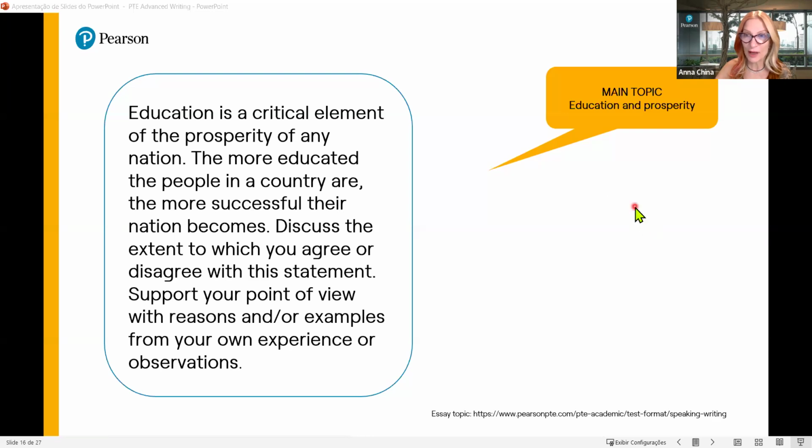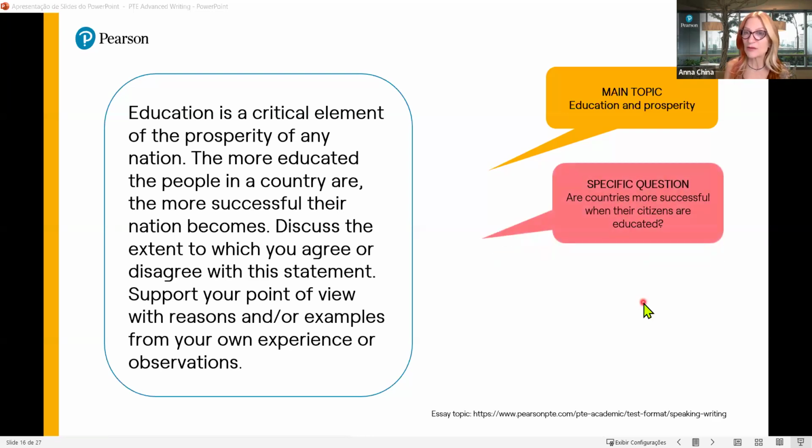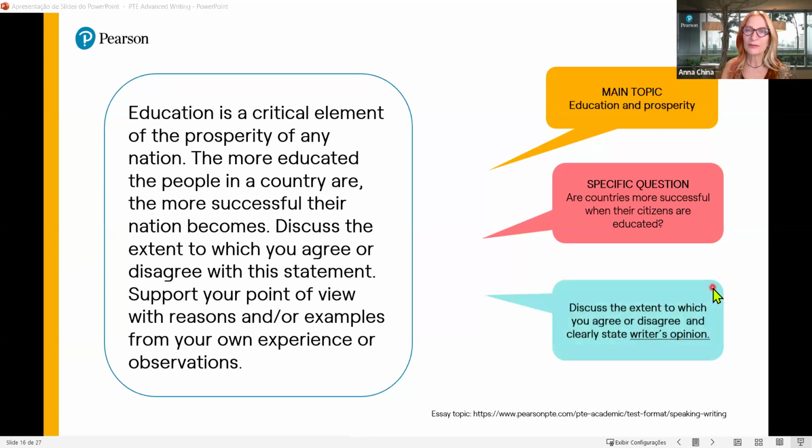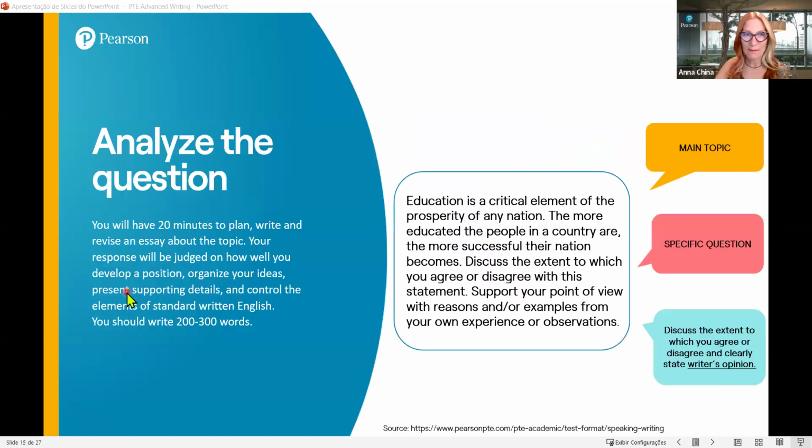Okay, Iqbal, there we go, the specific question. So, are countries successful when their citizens are educated? Yes and no, because we know that an argumentative essay will always get the student better scores. And in this case, it's kind of guiding for an argumentative essay, not always, but we know by experience that argumentative essays are a better option. And then the question is, discuss the extent to which you agree or disagree, and clearly state the writer's opinion, because it says, remembering the instructions, if we come back here, develop a position, okay?